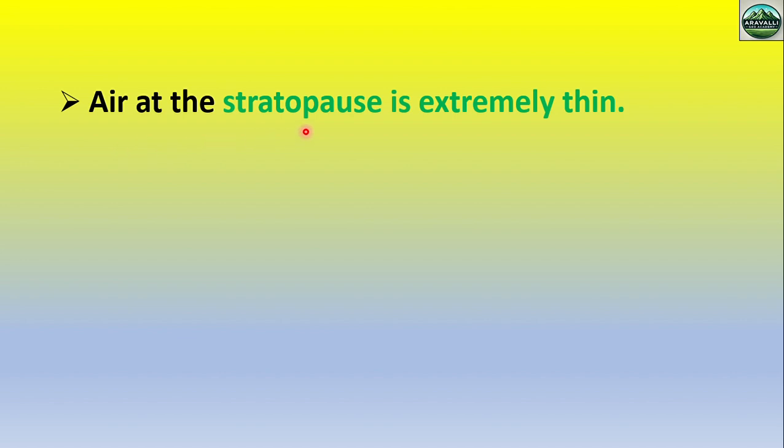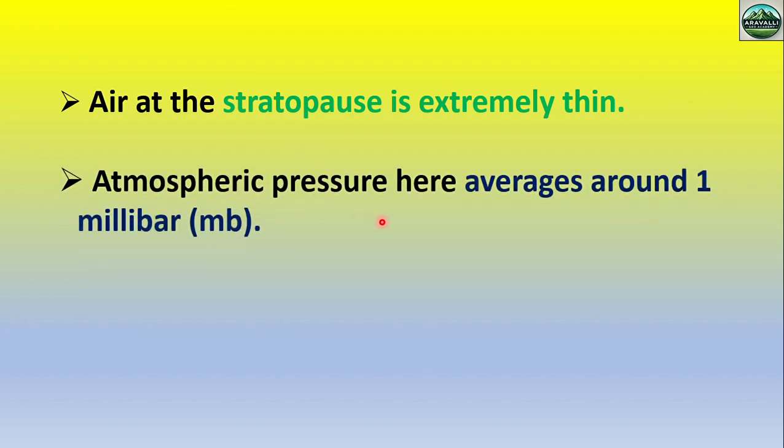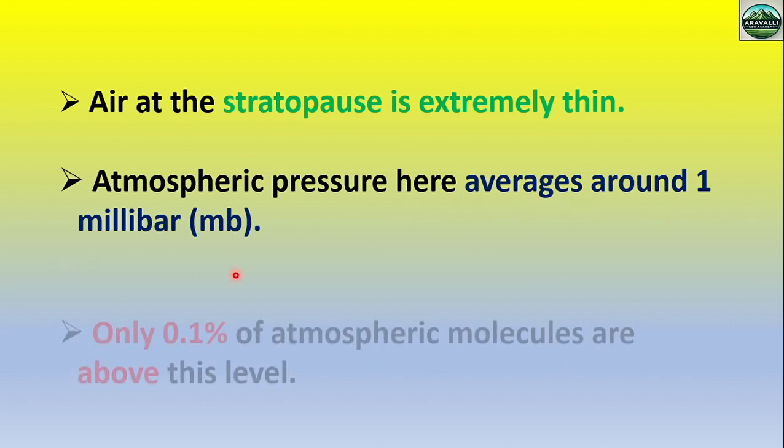The air at the stratopause is extremely thin because the temperature is at its maximum here, around 0 degrees, and the stratospheric pressure is around 1 millibar, because we already know that just below 32 kilometers 99% of the atmosphere lies. Just above 32 kilometers only 1% of the atmosphere is there, so atmospheric pressure here averages around 1 millibar only.